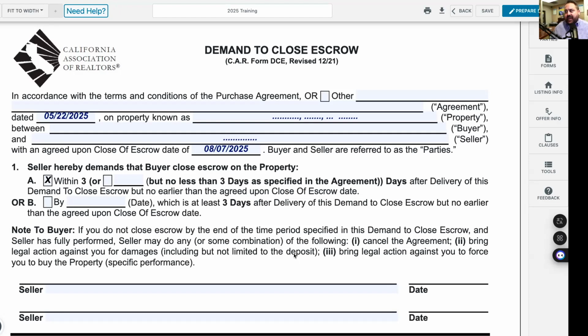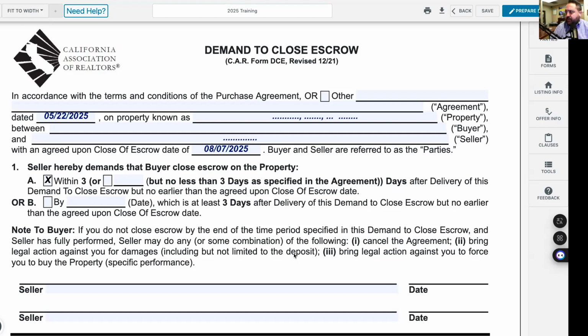Now, if they haven't removed contingencies, the chances are you're not going to do that. So your really only option is to cancel. The buyer would have to do something pretty bad in order for you to keep their deposit if they hadn't removed their contingencies. So try not to encourage your sellers to think that they're going to get the deposit if the contingencies haven't been removed. Try to keep that in mind. Please don't push that.